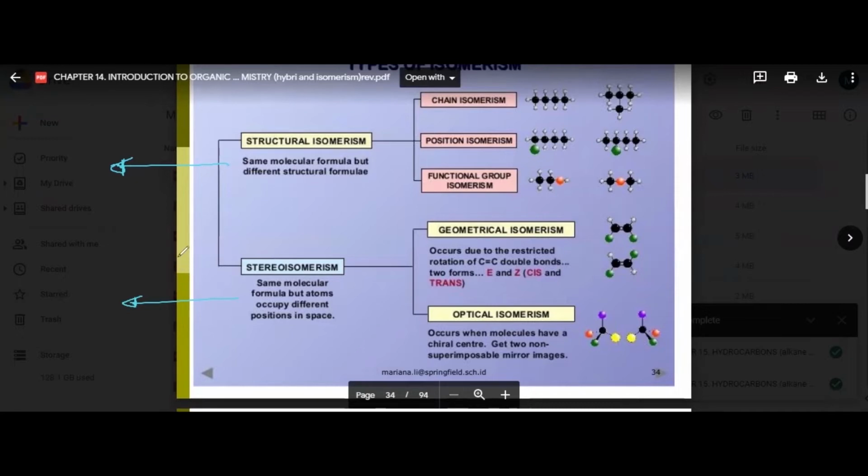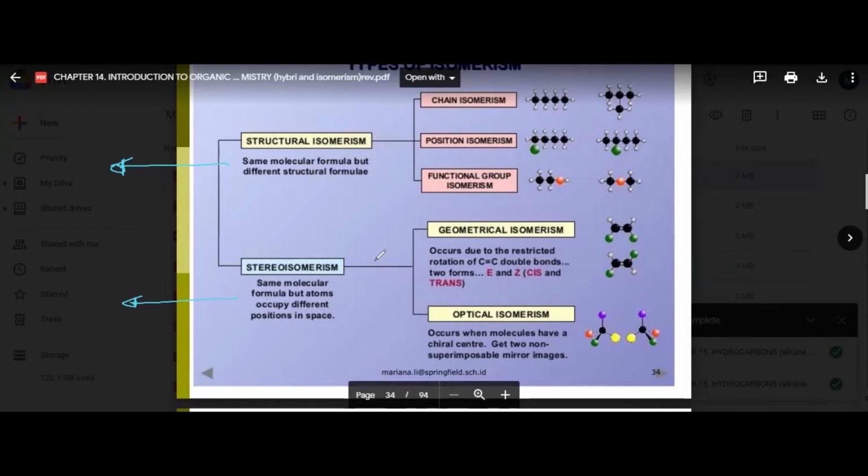If you need to make the definitions with good words, please write structural formula. Structural isomerism means molecules with the same molecular formula, but different structural formula. They have the same molecular formula, but different structural formula. That's structural isomerism.